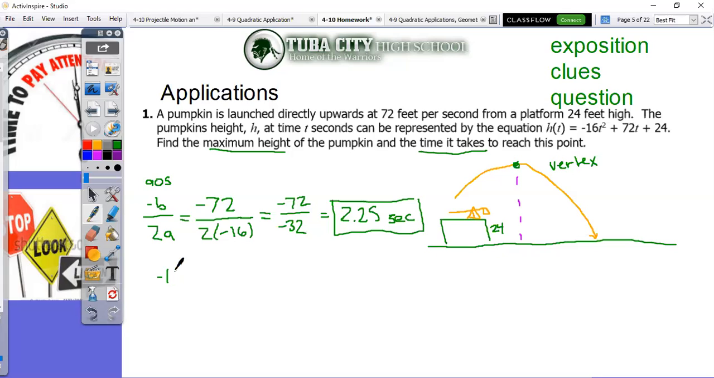So negative 16, 2.25 squared plus 72t, but again, by plugging 2.25 into the function, into our formula or equation, we are asking the function, where is the pumpkin at 2.25 seconds? Because we know when it's at the maximum height, but now we want to know where is the maximum height.